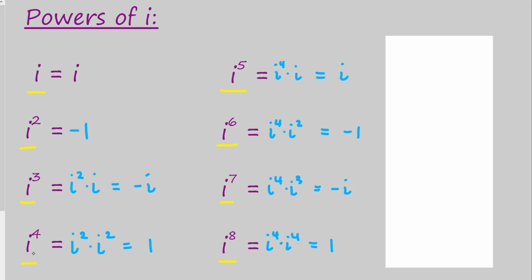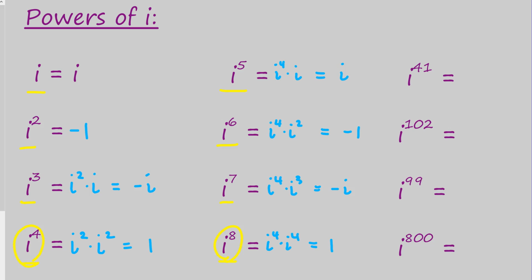So what if you had i to the 12th? That would be another 4 down. i to the 12th would be the same as i to the 8th and i to the 4th. i to the 16th would be the same as those. i to the 20th would be the same as those. So i to any multiple of 4 is going to be the same as those. So we can find any power of i if we think about it that way.